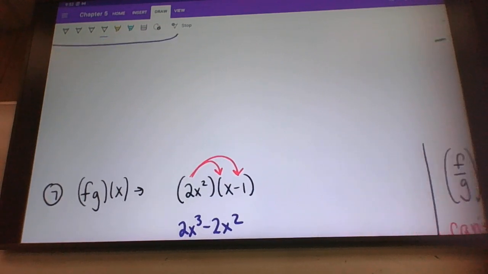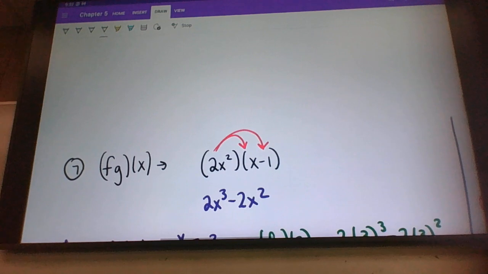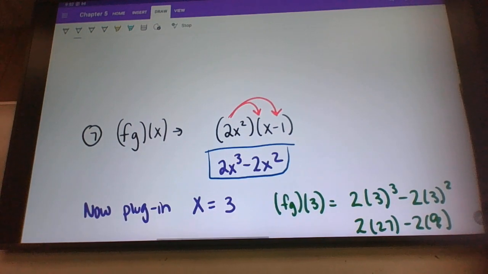Alright, so on 7, the multiplication, they actually give you shorter functions, so it's not as long. Just remember when you multiply f times g, you have to distribute. So this is the product of f times g. And then it says to evaluate x equals 3.